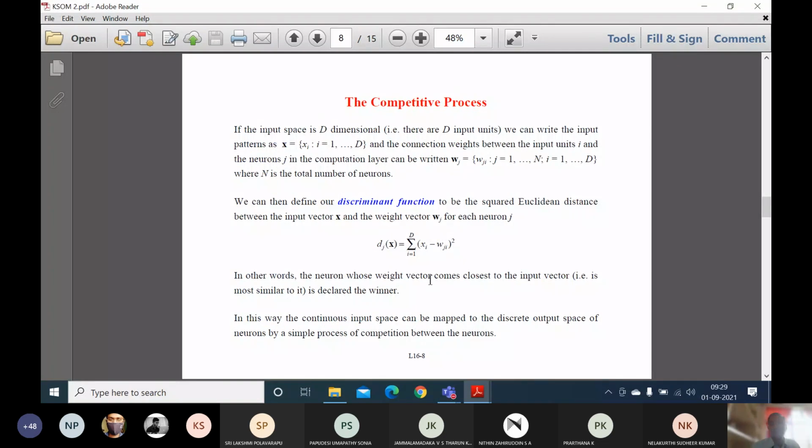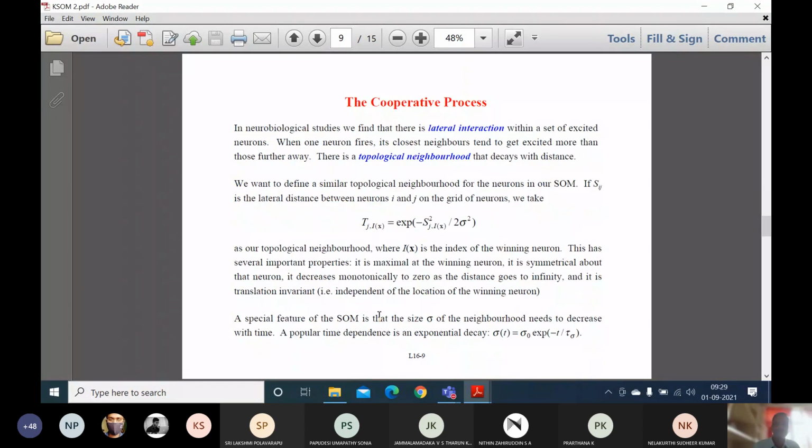So then we need to define our discriminant function. That is nothing but the Euclidean distance formula, the squared Euclidean distance formula. So dj of x equals the summation of xi minus wji, squared. In other words, the neuron whose weight vector comes closest to the input vector is declared as the winning neuron. In this way, the discriminant function is calculated: the square of the Euclidean distance between the input vector and the weight vector wj for each neuron j is computed, and the neuron closest to the input vector is considered the winning neuron.